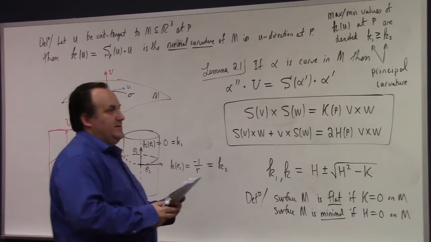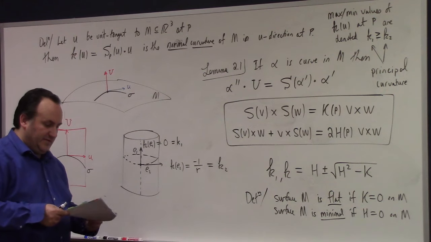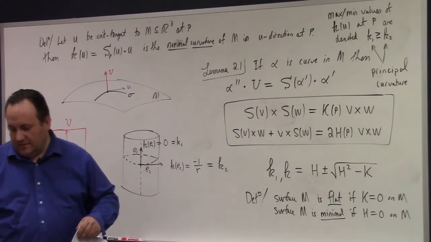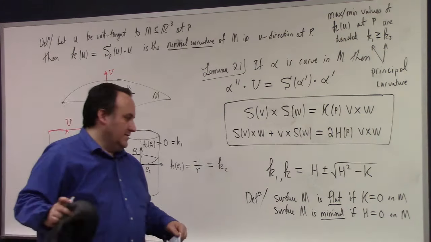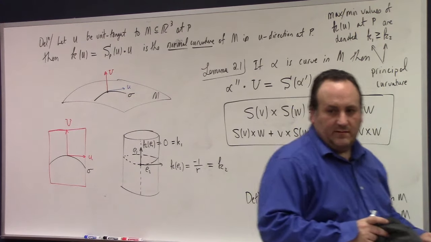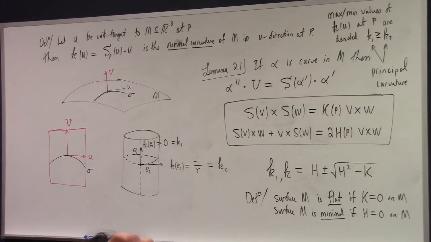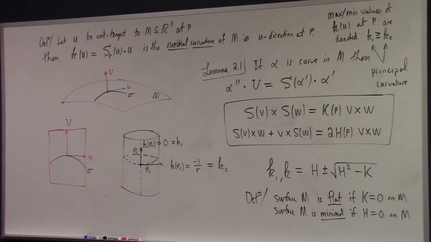So if you go back and look at my list of 4 central examples, you'll see that the sphere is neither flat nor minimal. The plane is both flat and minimal. The cylinder is flat but not minimal. And the saddle was not flat, but it was minimal.